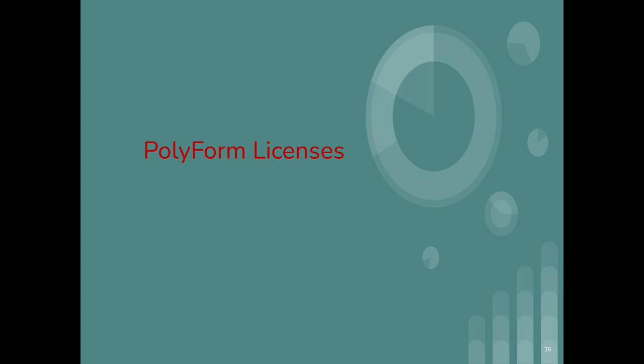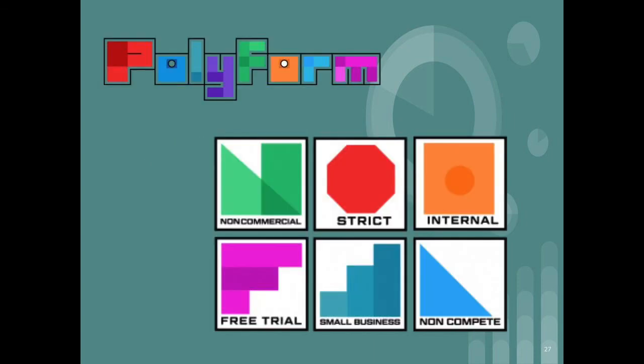The PolyForm project was a drafting project that was done by a number of lawyers in the open source licensing space, including me. And it offers these choices that are a little bit similar to the Creative Commons licenses, if you're familiar with those. But it has options like non-commercial, internal use, free trial, and a couple of different forms of non-compete licenses that are a little bit more similar to, say, Confluent or Elastic. So you might want to check those out as an option if you're deploying a dual licensing model or if you're deploying an open core licensing model.